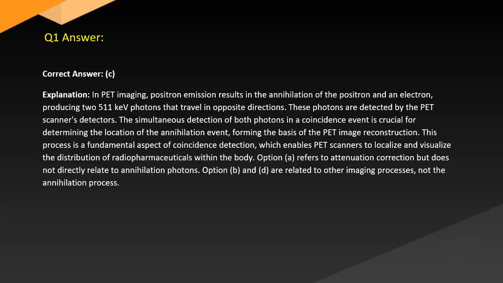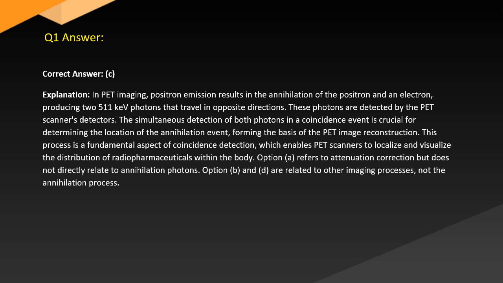Answer. Correct answer: C. Explanation. In PET imaging, positron emission results in the annihilation of the positron and an electron, producing two 511 keV photons that travel in opposite directions. These photons are detected by the PET scanner's detectors. The simultaneous detection of both photons in a coincidence event is crucial for determining the location of the annihilation event, forming the basis of the PET image reconstruction process.